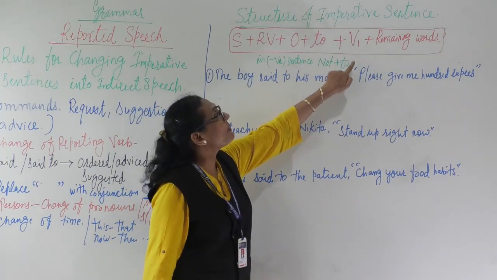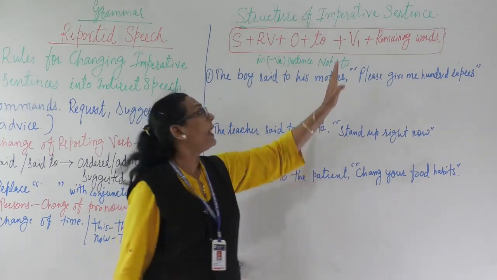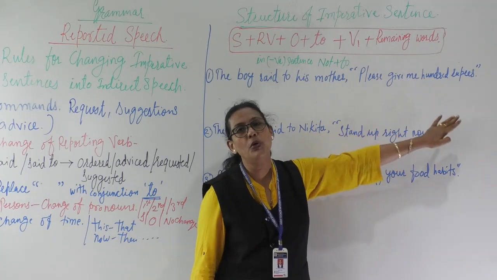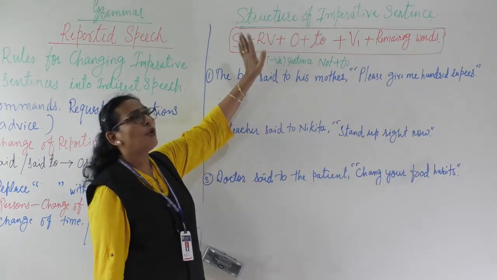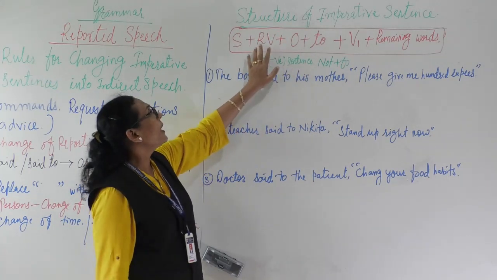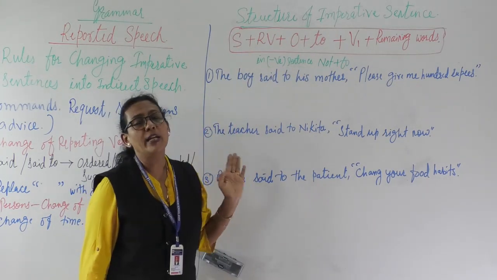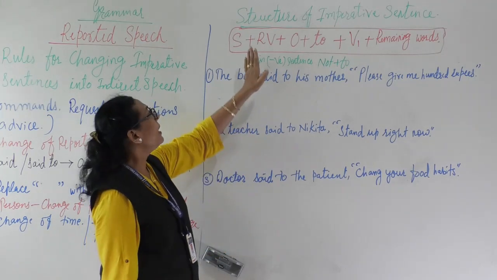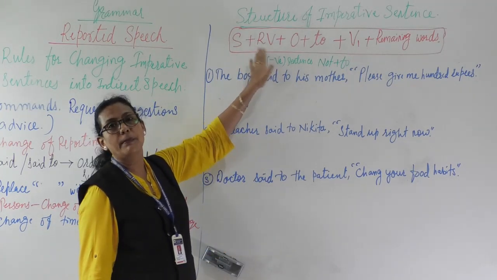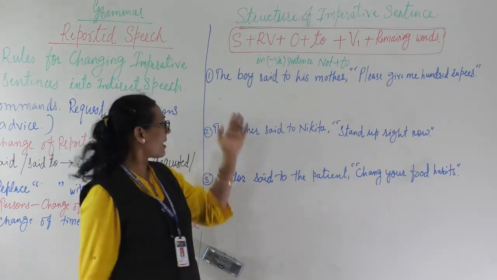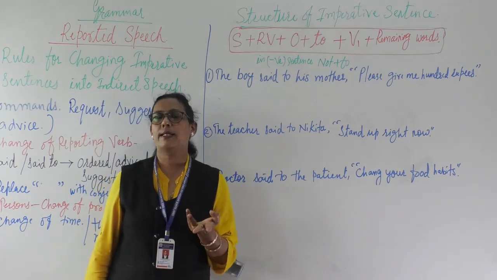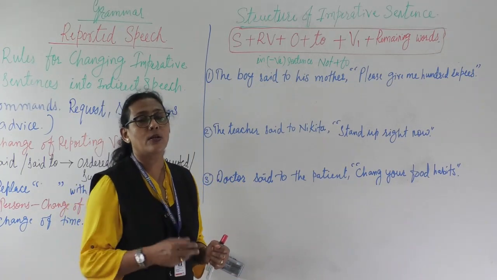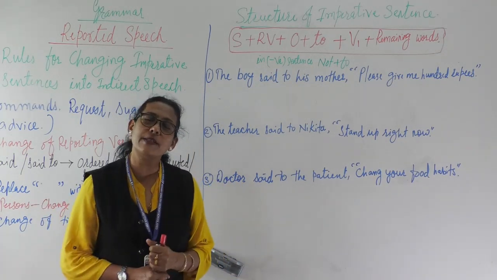That is to plus V1, and then all the remaining words from the reported speech you have to write. Once again, no need to learn it. Just keep in mind that when you write indirect speech, the structure will be like this. Now we will take five examples, and then we will go to the next topic, exclamatory sentences.